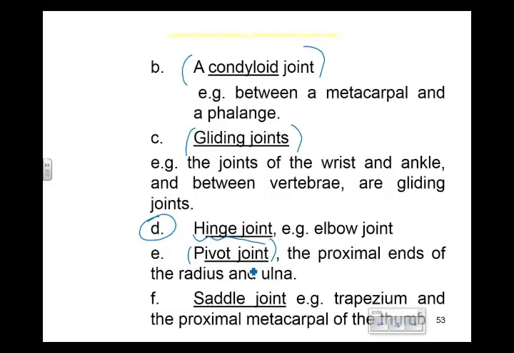The head of the radius actually rotates right here next to the humerus. You can't really see it, but there's a little loop of connective tissue, and it just pivots right in there like that. Okay? And then a saddle joint. Saddle joint's a little bit weird.